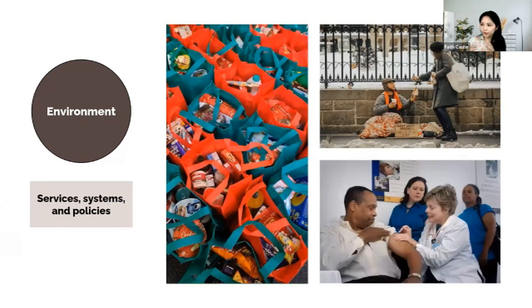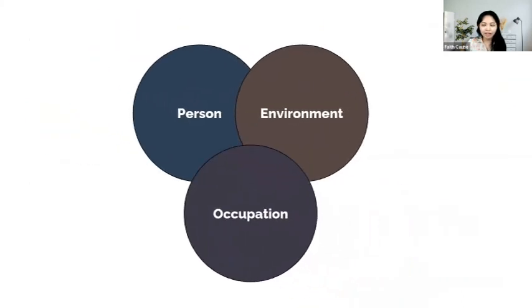And lastly, of course, from a wider picture, what are the available services, systems, and policies that are designed to meet the needs of persons, groups, and populations? Examples of these would be social assistance programs, public healthcare services, and public utilities. All of these combined create the unique ways that you engage in occupations and participate in life.